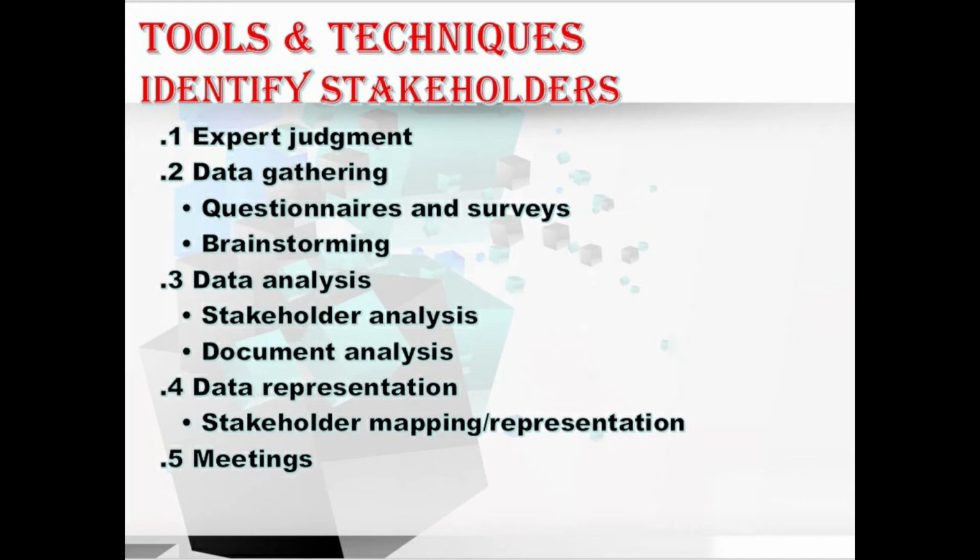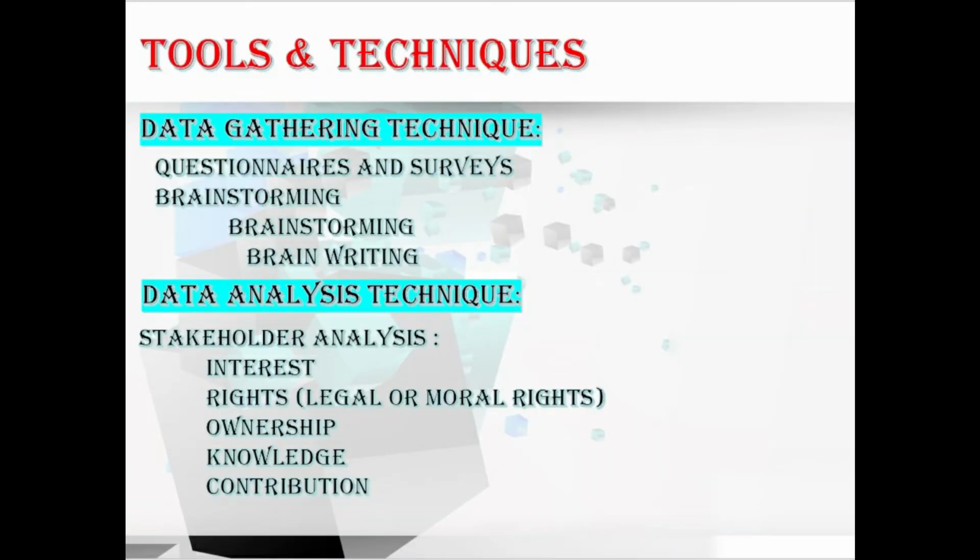Moving to the next technique, we have the data gathering technique, which contains questionnaires and surveys and brainstorming. Let me explain one by one. First, questionnaires and surveys. These questionnaires and surveys can include one-on-one reviews, focus group sessions, or other mass information collection techniques. Moving to brainstorming. Brainstorming is used to identify the stakeholders and can include both brainstorming and brainwriting. We'll talk about what brainstorming and brainwriting are.